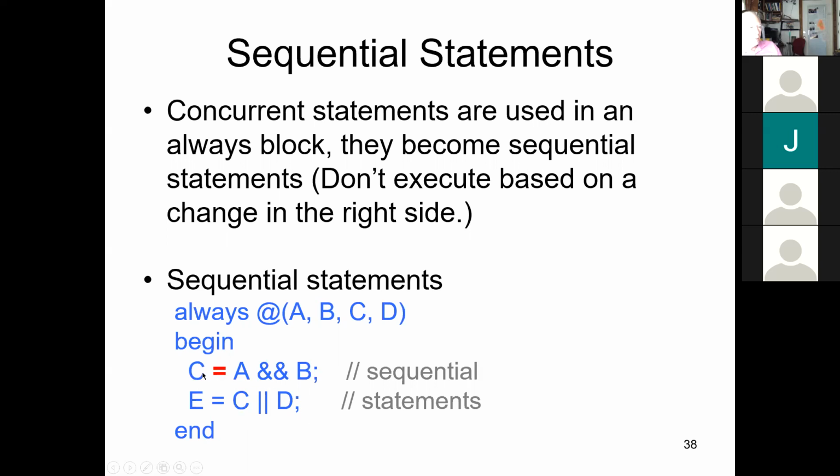Now notice here, if A changes, then you execute the always block and you assign this to C. What value gets used here for C? Is it the same value, or how does that work? Because in an always block, if you use the equal sign, the order can matter.